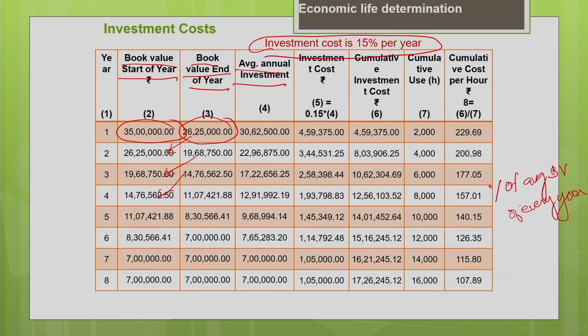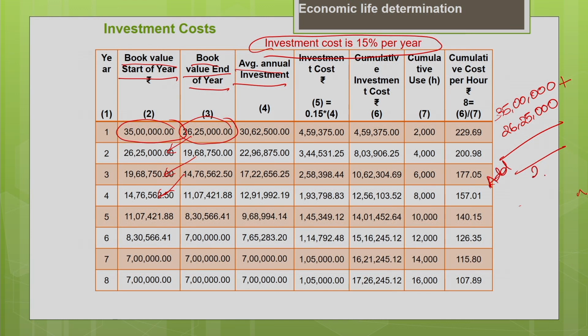Now, you find the average book value for every year. Say for the first year we are calculating, you calculate the average of 35 lakh plus 26 lakh 25,000. This is at the start of the year, this is at the end of the year. You add them and divide by 2, and you will get the average. So the average is found to be 30 lakh 62,500 rupees. The average book value for the first year is 30 lakh 62,500.